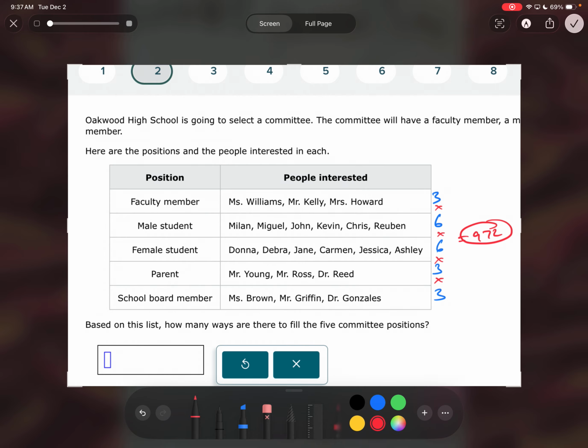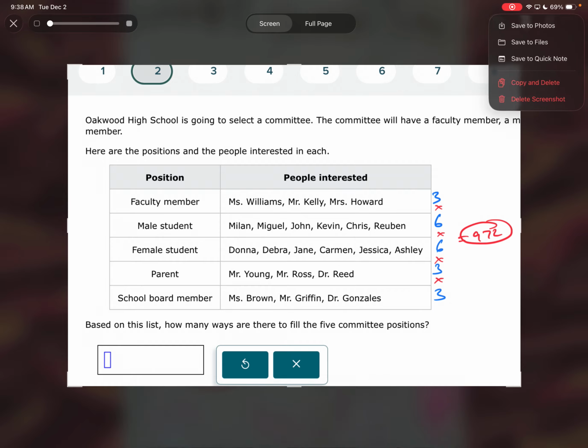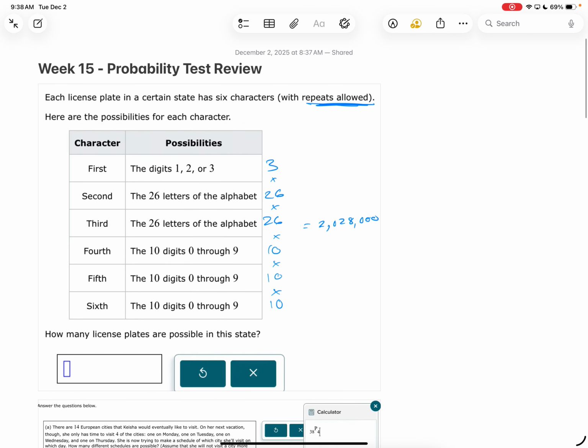All right. I'm going to put these at the top, I think.